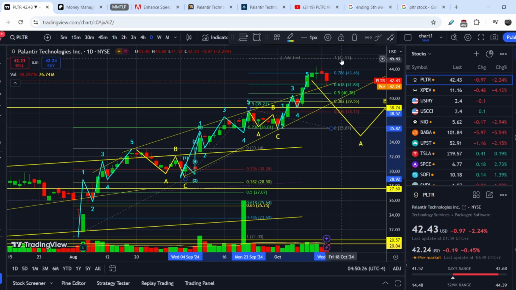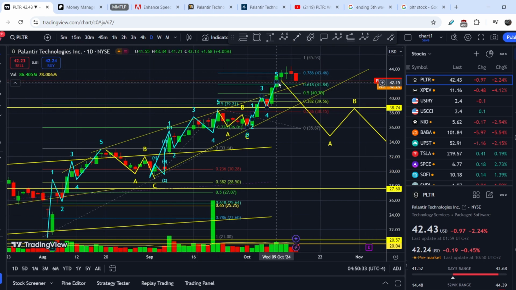1-to-1 extension is at $45.53. This means it is the crucial invalidation point for Palantir. If it breaks this range, this means we cannot rely on this pattern anymore. And guys, as you can see, we didn't even get closer to this range, and we have this rollover so far. This means, guys, we still have a lot of chances to break both of these lines.